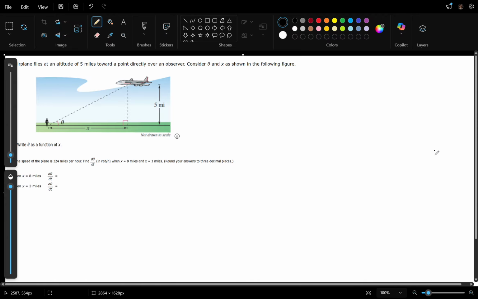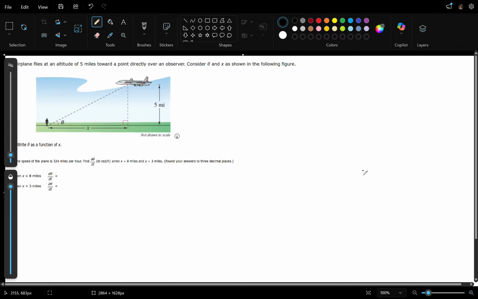Okay, so this problem says an airplane flies at an altitude of 5 miles toward a point directly above the observer. Consider theta and x as shown in the figure. So the first one says to write theta as a function of x.